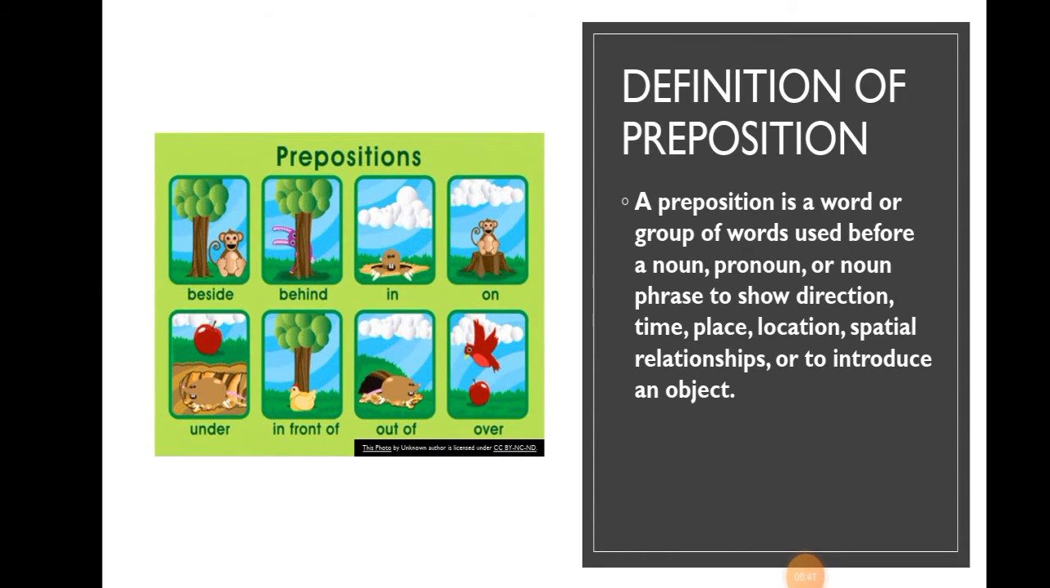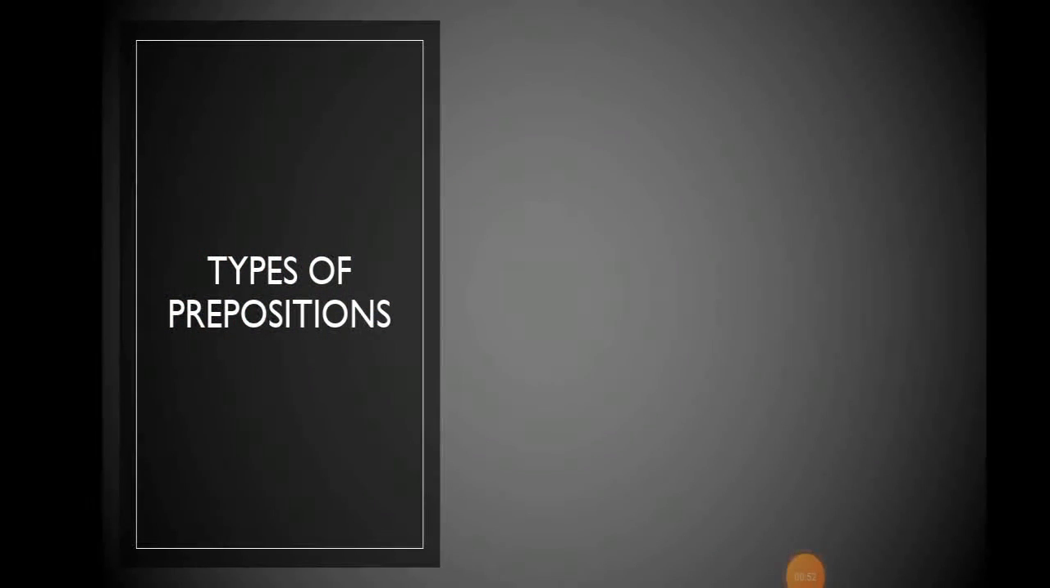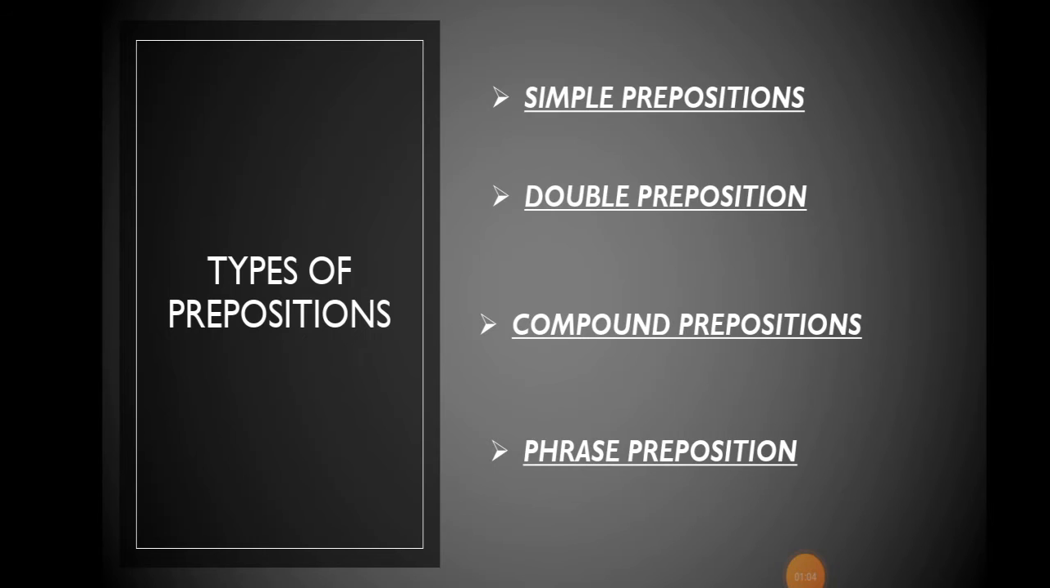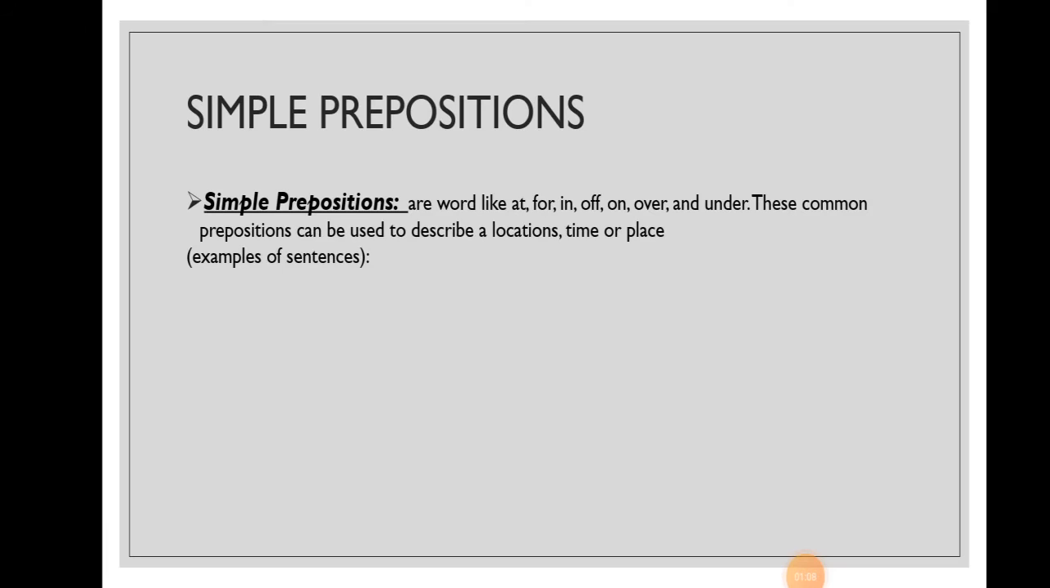So here are some examples of preposition: beside, behind, in, on, under, in front of, out of, over. So next we have types of preposition. So here are simple preposition, double preposition, compound preposition, and phrase preposition. So let's learn their definitions.